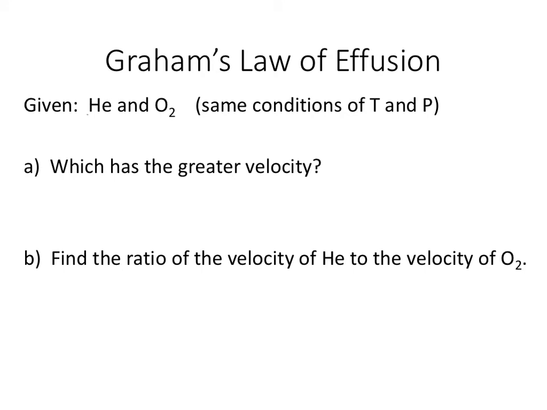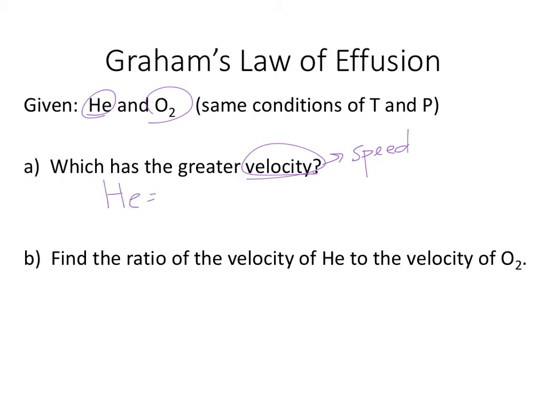Oh, and here we have helium and oxygen instead of neon. So let's just say we have helium and oxygen under the same conditions of temperature and pressure. Which one has a greater velocity, or which one moves faster? So for this you're going to need your periodic table. You can just look at the one on the wall, or you can just trust me.